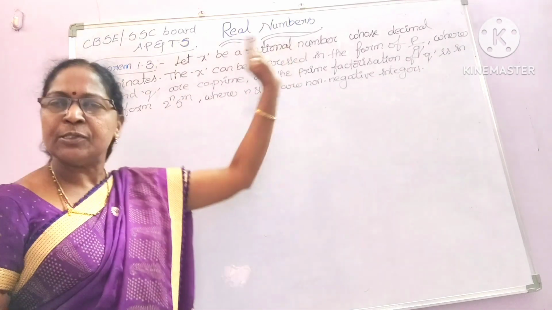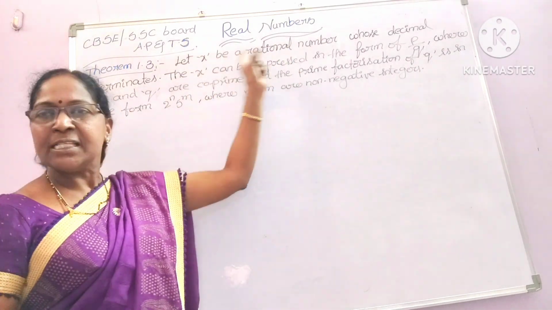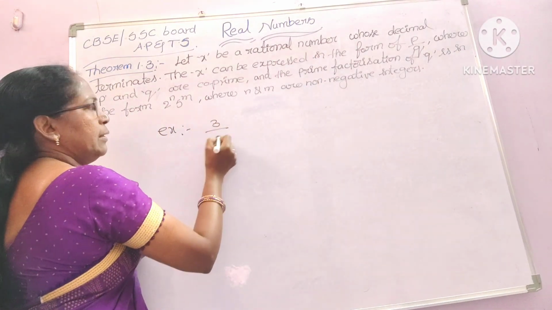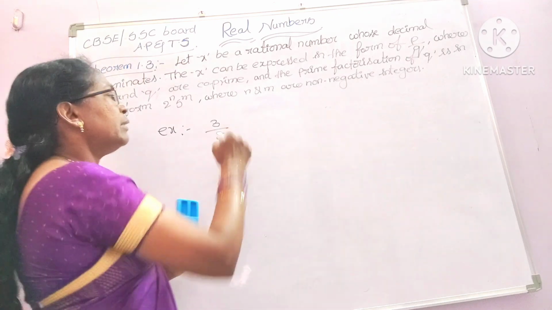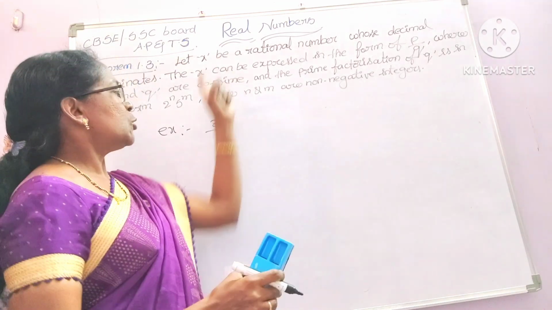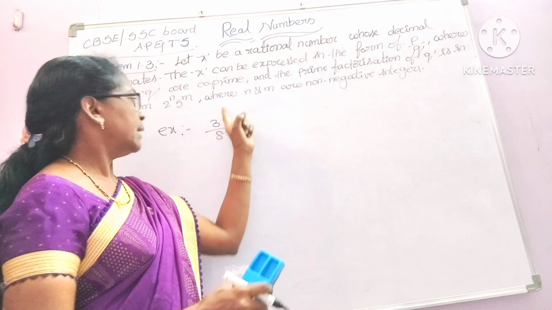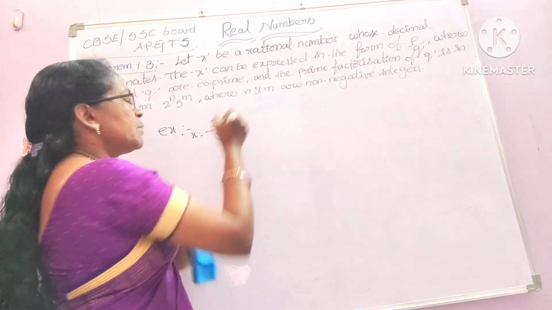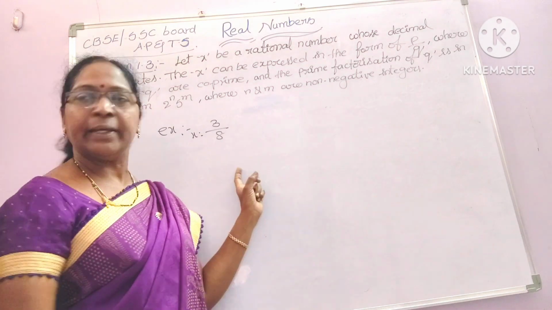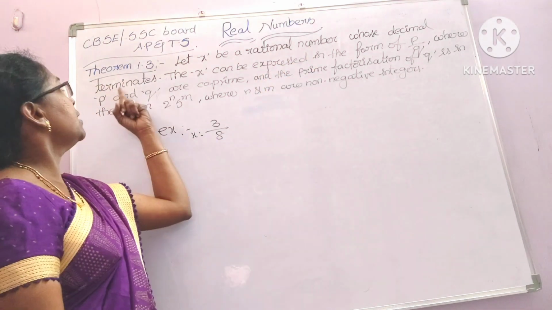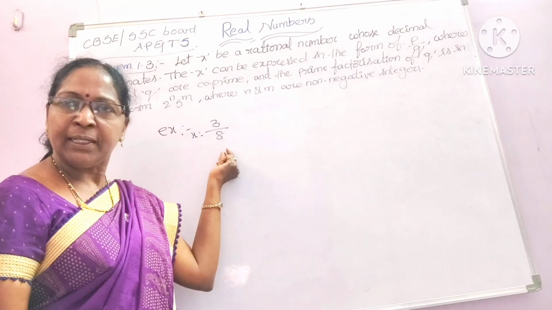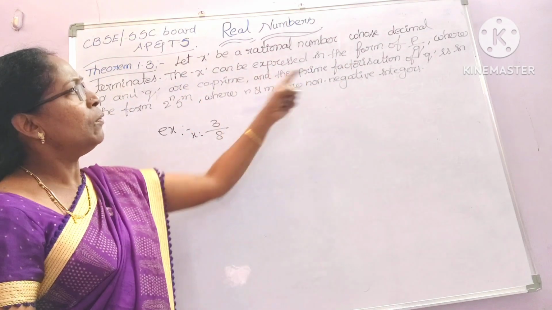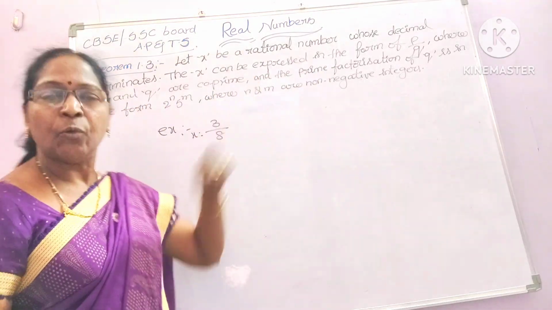Here you just have to assume that, let x be a rational number, for example 3 by 8 or 3 by 7; anyone we can take as we wish. So this number you have to assume as x. This is in the form of p by q, so it is a rational number. So I am assuming let x be a rational number, so x equals 3 by 8. Here what is the condition whose decimal terminates? The decimal terminates when x can be expressed in the form of p by q, where p and q are co-prime numbers.